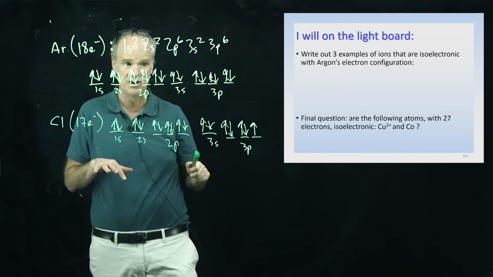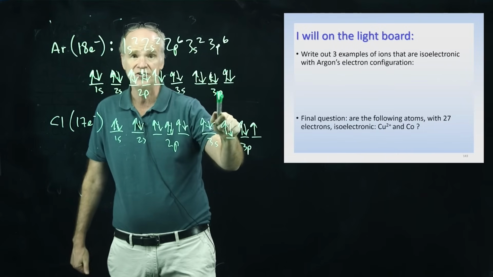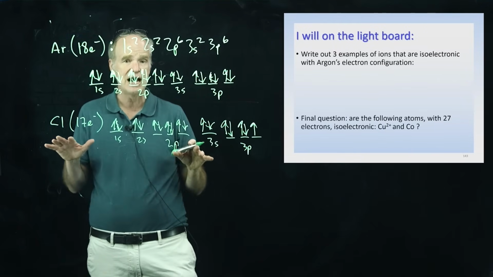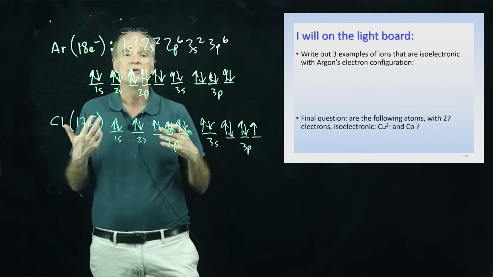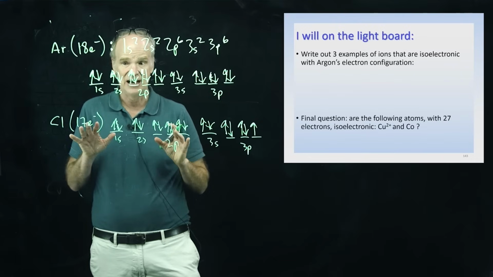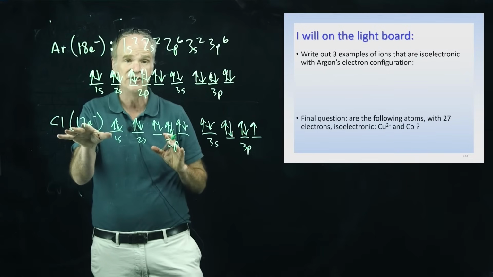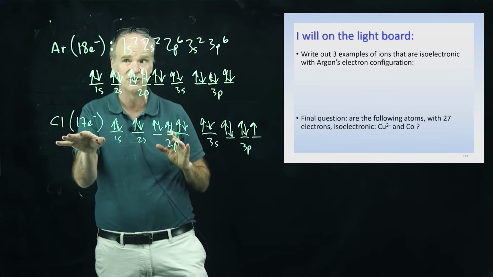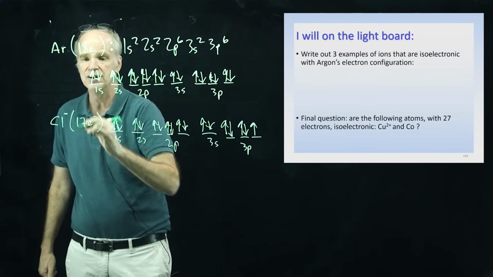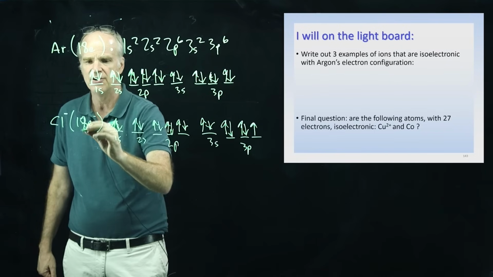And the answer is no. The reason is you can see with argon, there are 6 electrons in the p sublevel. With chlorine, there are only 5. So these two atoms are not isoelectronic. But how about this question? If we add an electron to chlorine, making it the chloride ion, is that configuration isoelectronic with argon? Well, let's check. We have the chloride ion here, and I'm just going to add another electron to the count, so now we're up to 18.